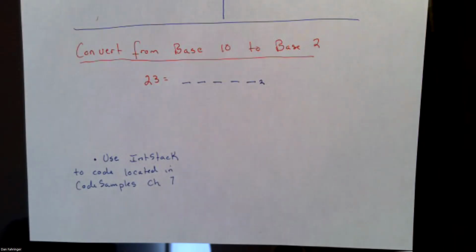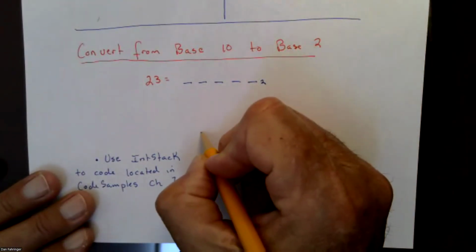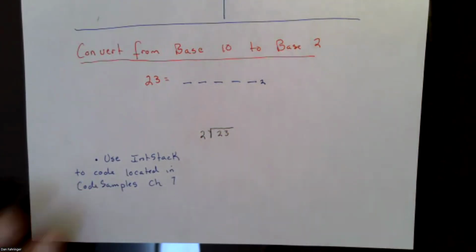So here's what it's going to look like. All right. So I'm going to set up a long division. 2 into 23. And now I'm going to ask you, how many times does 2 go into 23?